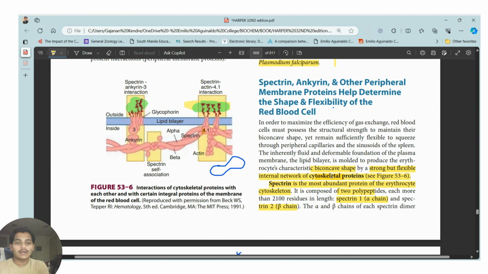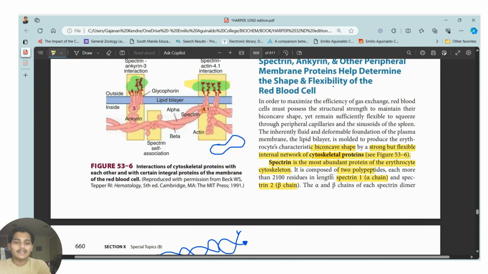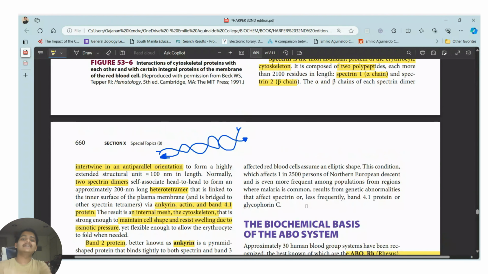These are strong mesh-like proteins which form a mesh kind of network structure. In that, spectrin is the most abundant protein responsible for the shape of an RBC. Spectrin has two components, the alpha chain and the beta chain. The alpha chain and beta chain intertwine with each other and form a dimer, and this dimer again intertwines to form the heterotetramer. Dimer means this is the alpha chain, this is the beta chain, wound around each one of them, and this is one dimer, and another two dimers will form the heterotetramer.